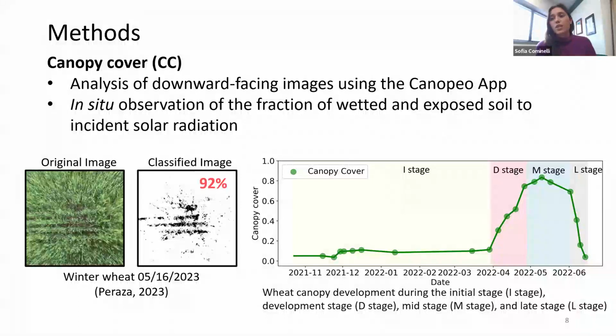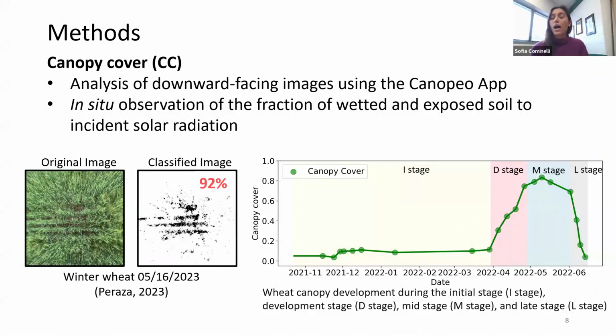The other in situ observation that we are going to assimilate in this model-data assimilation approach is the canopy cover. To estimate the canopy cover, I collect images across the whole growing season. At the beginning of the growing season, the plants were very little, so the leaves were tiny. And at that moment, more energy can reach the soil surface.